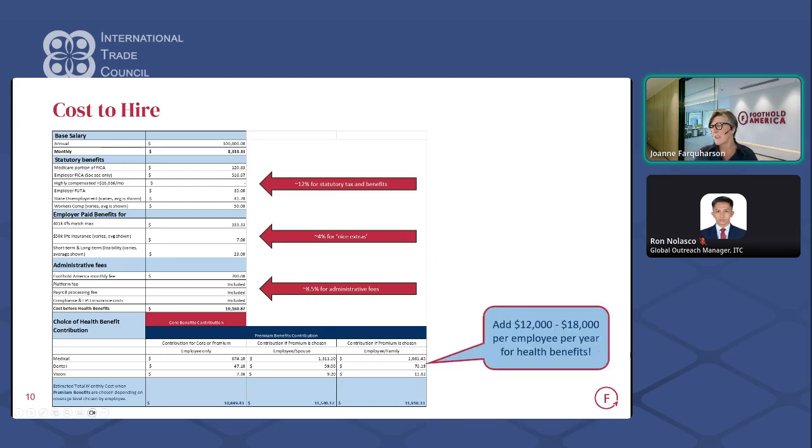And then this is the last bit, that is really shocking to some, is that business owners will pay $12,000 to $18,000 on average per employee per year to provide health insurance benefits. So the taxes may seem low compared to some other parts of the world, but when you add in the health insurance, you're essentially adding 40% to the salary.